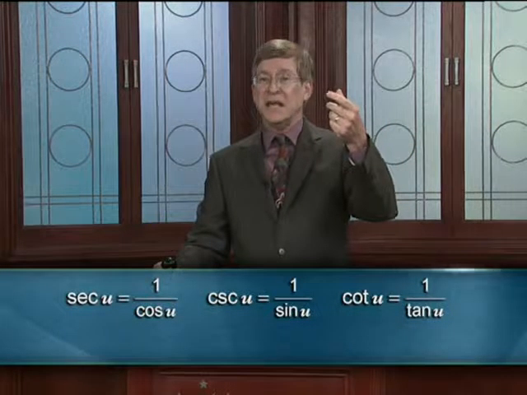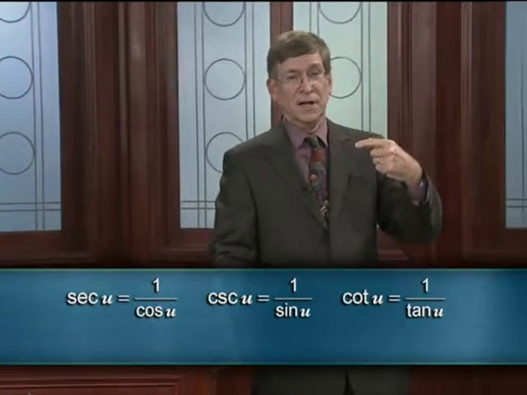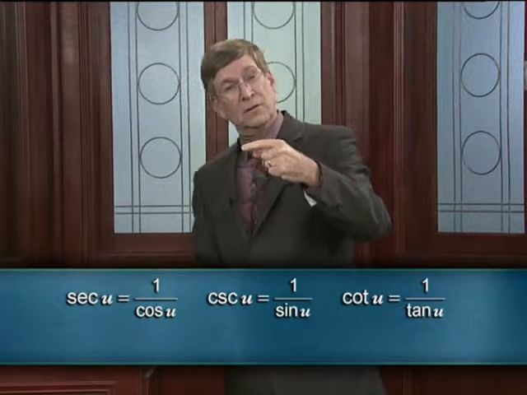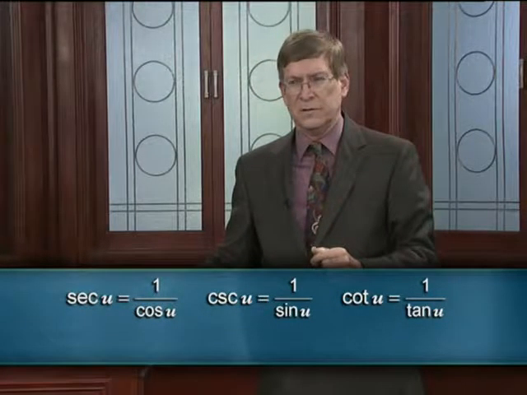And before we get started, let's review some of the formulas, some of the identities we've already looked at in this course. For instance, we defined sine, cosine, and tangent, and then observed that secant was the reciprocal of cosine, 1 over cosine, cosecant is the reciprocal of sine, and cotangent is the reciprocal of tangent.